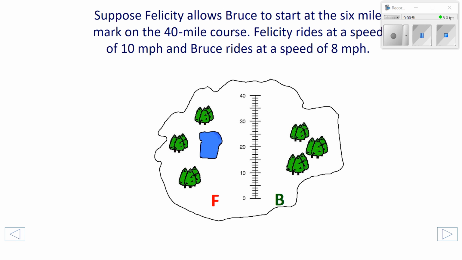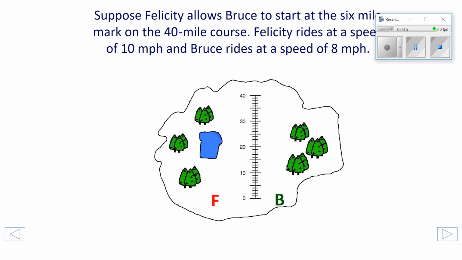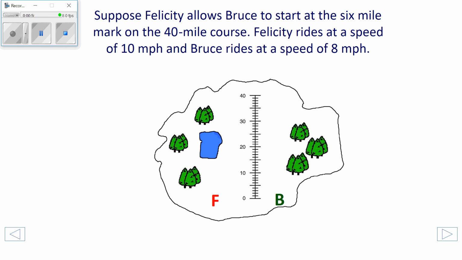Okay, so the first thing that we're going to do, I'm going to move this over here, and then we're going to talk about where they are. So Felicity allows Bruce to start at the 6-mile mark on the course. So here's Bruce's side, okay? So he's going to start right here. This is where Bruce is going to start. And Felicity rides at a speed of 10 miles per hour, okay? And Bruce rides at a speed of 8 miles per hour.